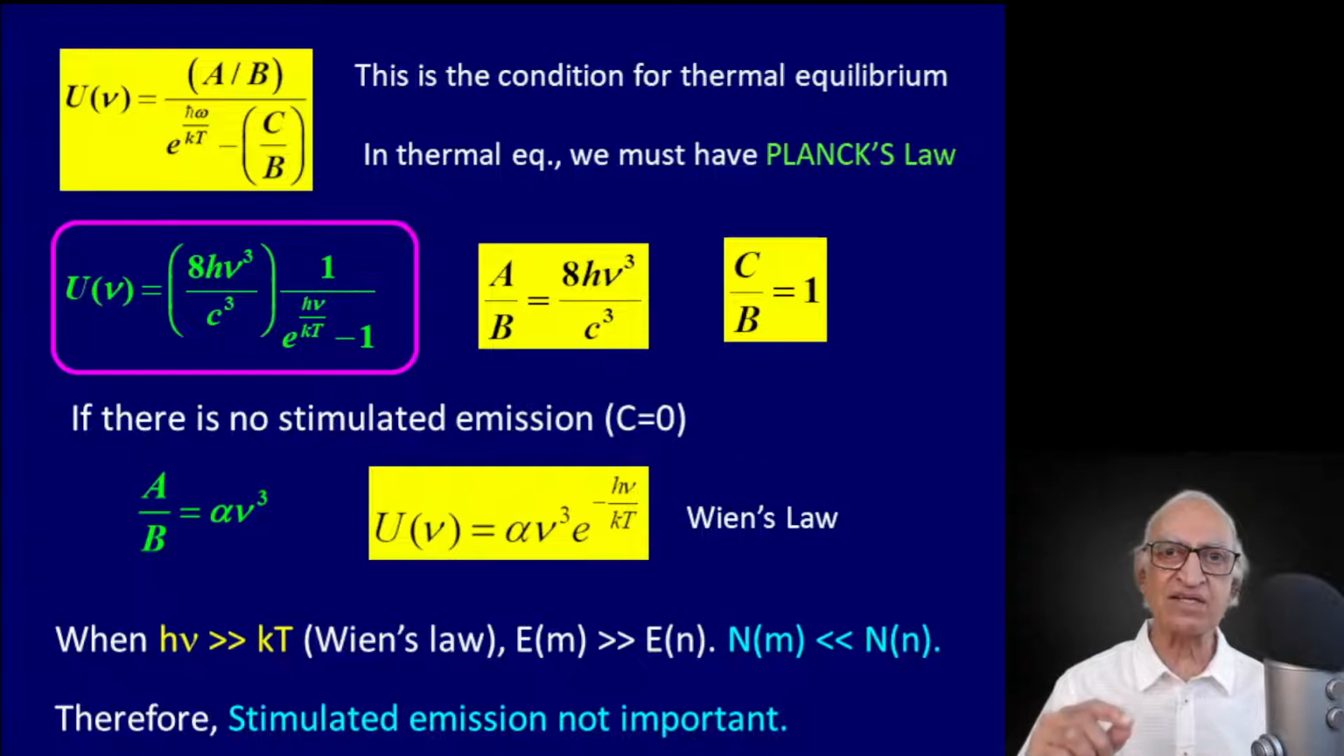What Einstein noted in this famous paper is that if he didn't introduce stimulated emission, then he could only get Wien's law, whereas what he wanted to get was Planck's law, because that is the correct distribution of the energy density if matter and radiation are in equilibrium. In order to get this Planck's law, he had to introduce the notion of stimulated emission of radiation.